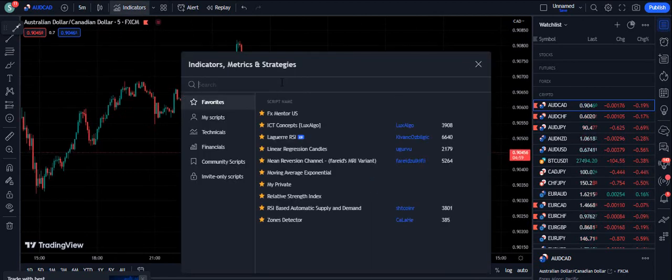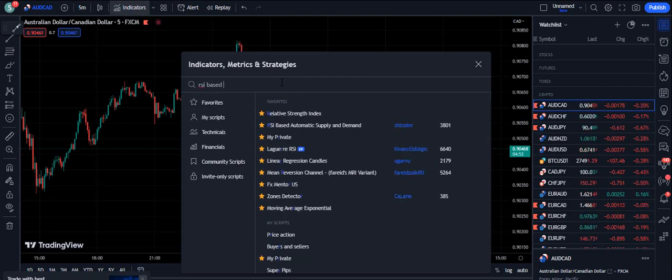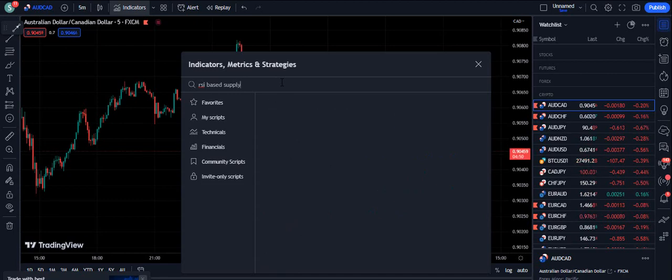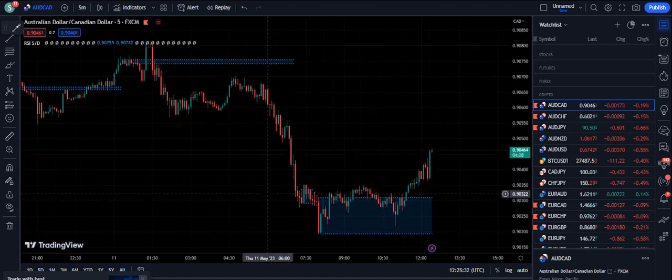Okay, so guys, as I mentioned, the indicator is based on supply and demand. So here we need to write RSI based supply. If you write RSI based supply on TradingView, then this indicator will come, called RSI based automatic supply and demand, and the name of the author is SHT Coiner. You can see this indicator is getting famous, and the numbers are increasing day by day. I personally like this indicator very much because it has a very good impact on the trading market.